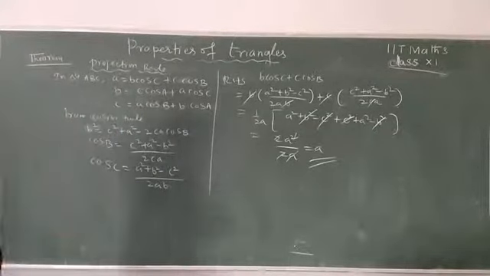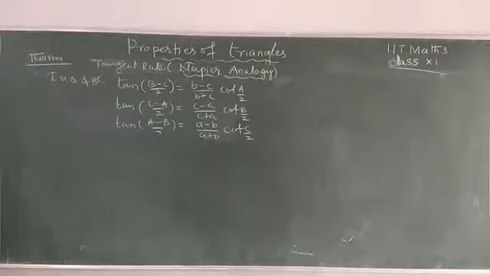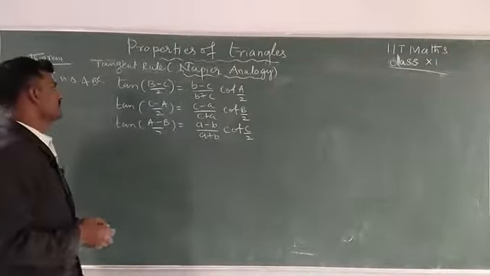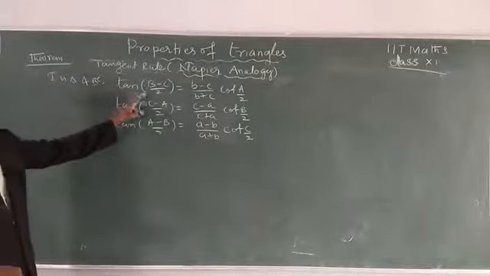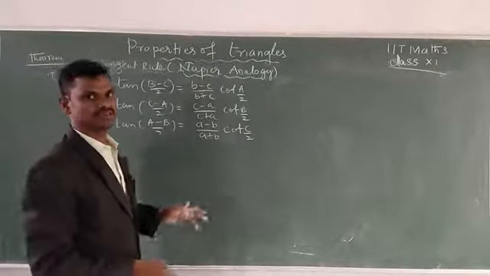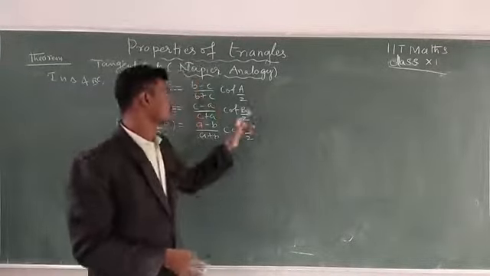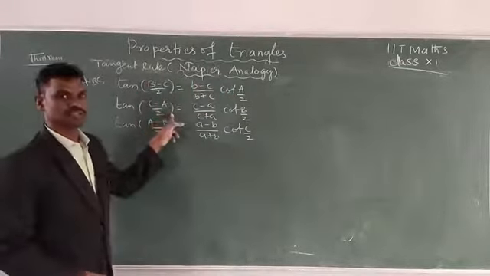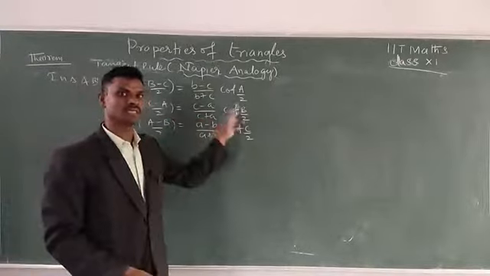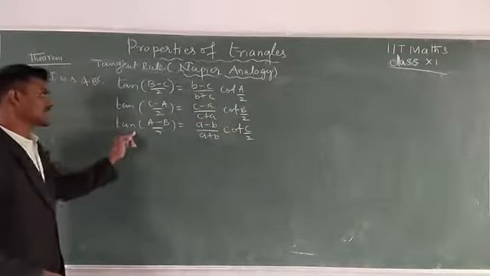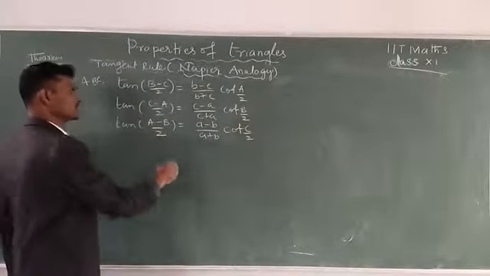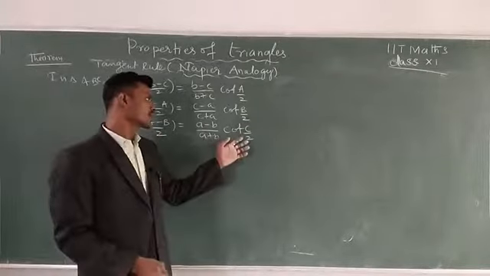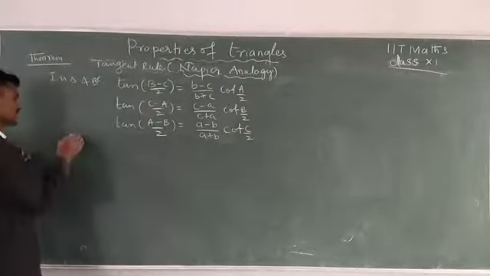Next we have to discuss the tangent rule. Note down. Now we have to discuss the tangent rule or Napier analogy. In triangle ABC, tan of (B minus C) by 2 is equal to (b minus c) by (b plus c) into cot A by 2. Next one is tan of (C minus A) by 2 is equal to (c minus a) by (c plus a) into cot B by 2. Next, tan of (A minus B) by 2 is equal to (a minus b) by (a plus b) into cot C by 2.